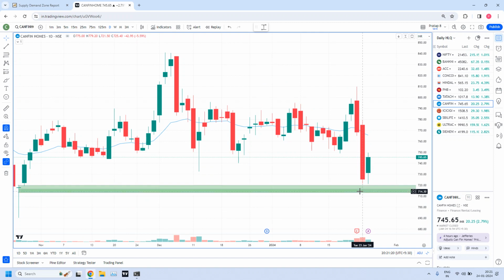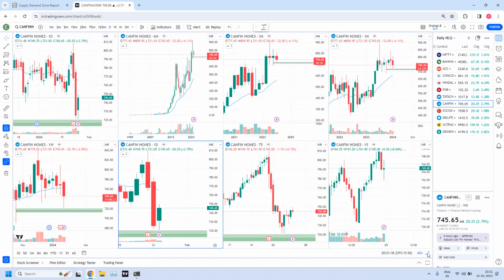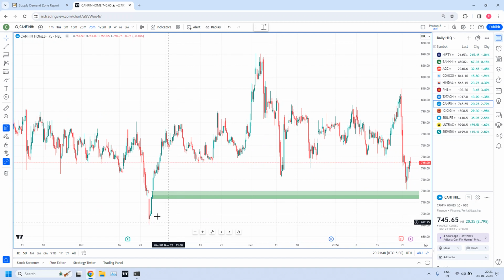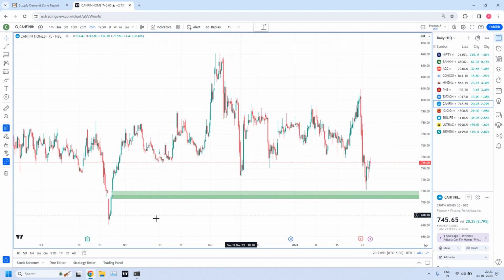This is Canfin Homes, and this also we did not get entry, narrowly missed. Prices did not enter into the fine-tuned area, and moreover this zone is not fully fine-tuned. Why? Because some of the zones, we know well before when they will be violated, based on the structure. This is a 75 minute zone. We have a rally, base, rally. So the 75 minutes structure is excellent.